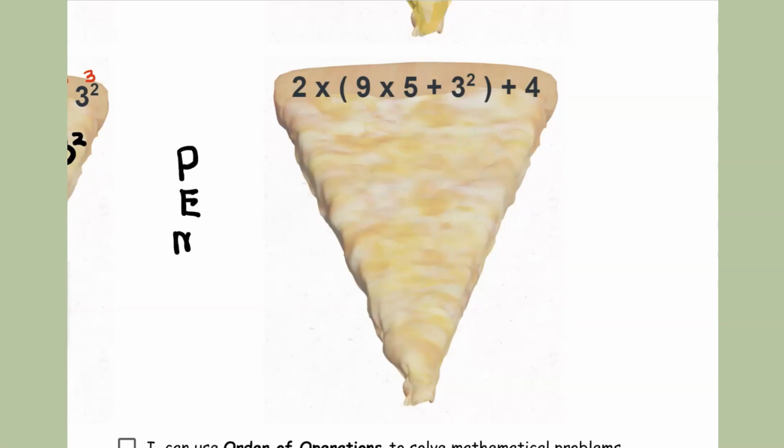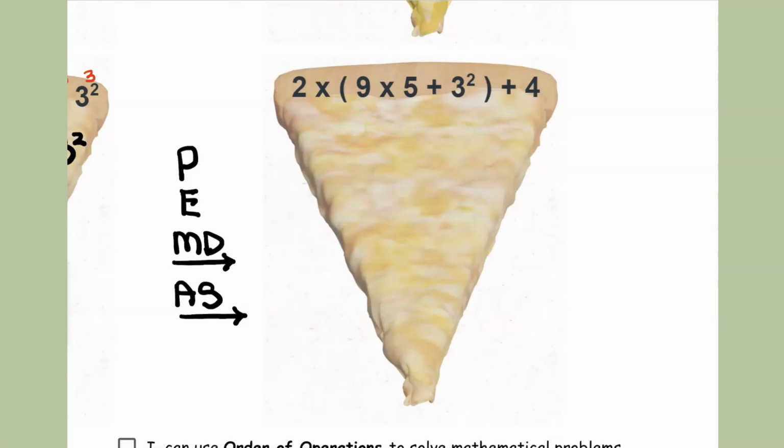Parentheses, exponents, multiplication and division from left to right, addition and subtraction from left to right. So in our parentheses, we have a multiplication, we have an addition, and we have an exponent. How do we know who goes first? Because all of those are in our parentheses. Well, we just continue to walk down that PEMDAS stair step.